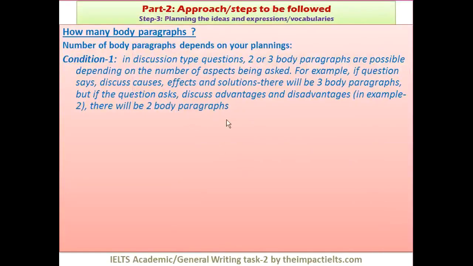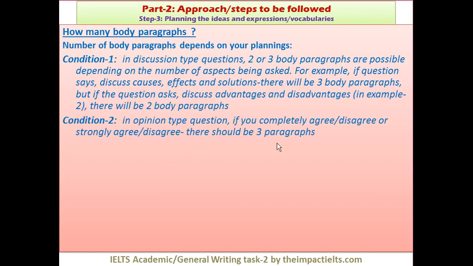Okay, so again I'm going back. So that's case 1. In a discussion type question, 2 or 3 body paragraphs are possible depending on the number of aspects. Let me again make it clear to you what they are: causes, effects, and solutions. So there are 3 aspects, so it is rarely asked, right? Okay, the second one is condition 2.